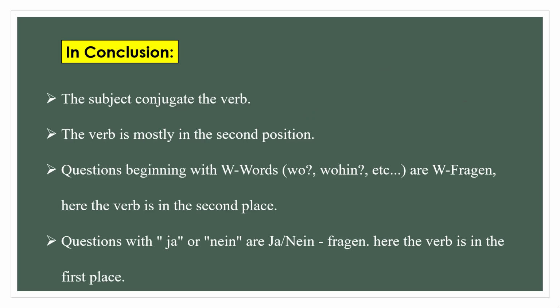In conclusion, the subject conjugates the verb. The verb is mostly in the second position. Questions beginning with W words, wohin, etc., are W-Fragen. Here the verb is in the second place. Questions with Ja or Nein: here the verb is in the first place.